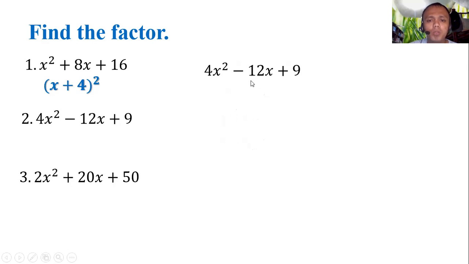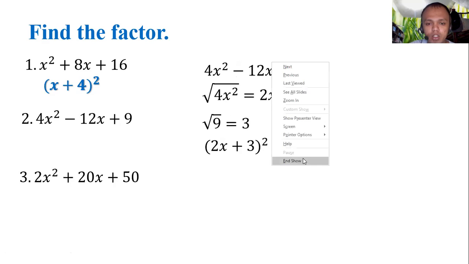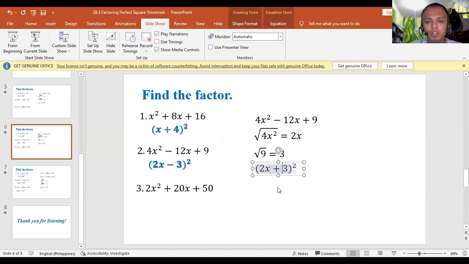Next, we have 4x squared minus 12x plus 9. Get the square root of 4x squared, we have 2x. The square root of 9 is 3. Then we have 2x plus 3. Oops, there is a mistake. It should be minus. Let us see that there is a minus. And then enclosing in parentheses, then exponent 2.